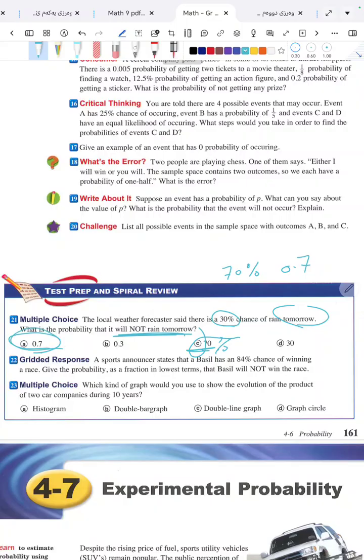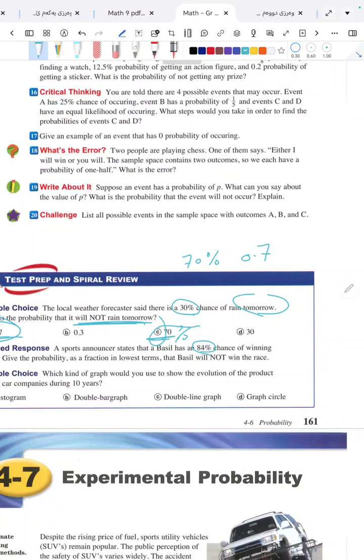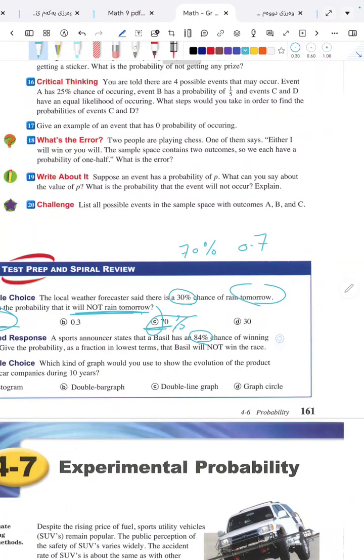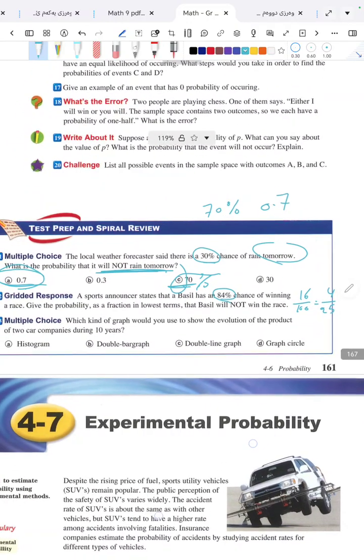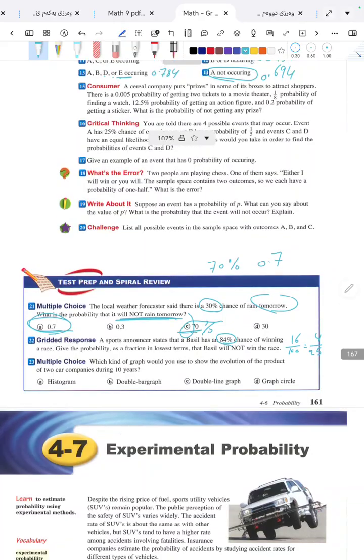Question 22. We have 84. 100 minus 84, it will be 16 out of 100. Then simplify, it will be 4 out of 25, dividing by 4.